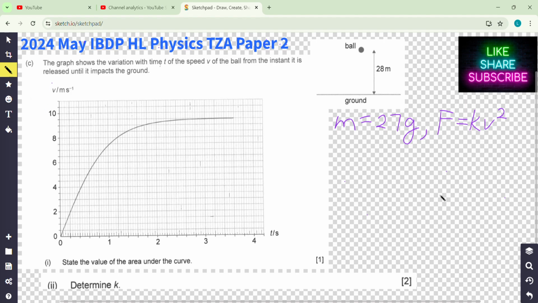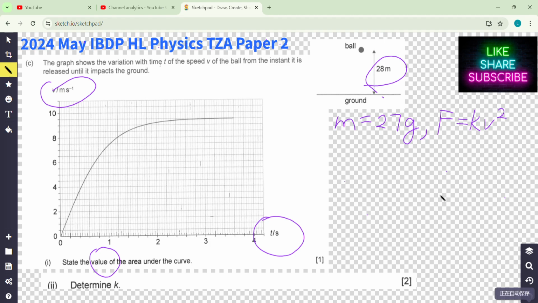So first of all, look at this VT graph, right? The area under it should be the displacement, and then you state not the meaning, the value. So what is the total distance of 4? Yes, 28 meters. So this is straightforward. So 28 meters. That's it.